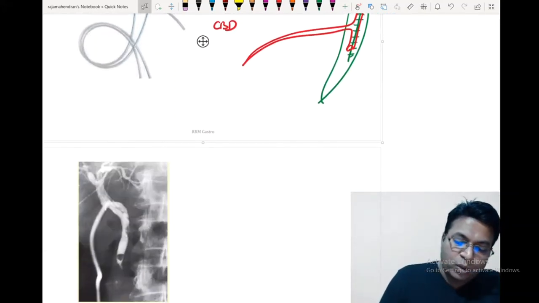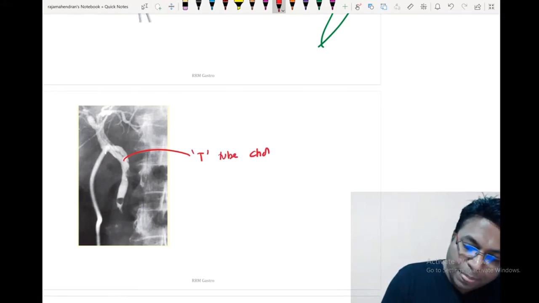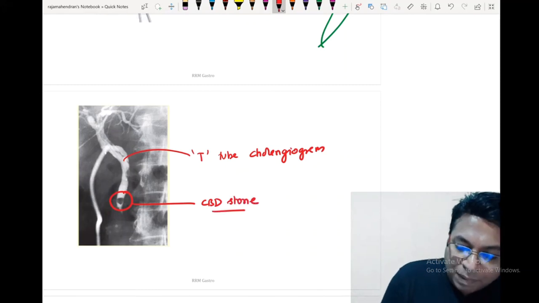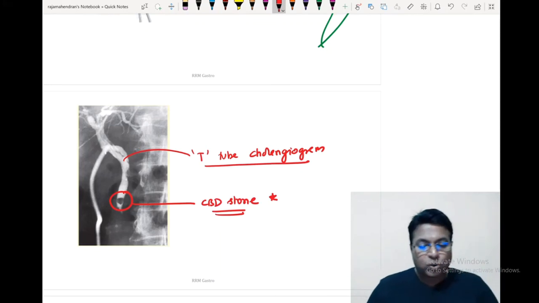So the next picture is showing you a T-tube cholangiogram. Can you see? This is a picture showing you the T-tube. Through the T-tube I am doing a cholangiogram. That is showing a CBD stone inside the bile duct. So the T-tube cholangiogram showing you a CBD stone is the next image.